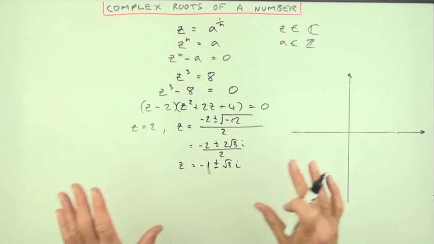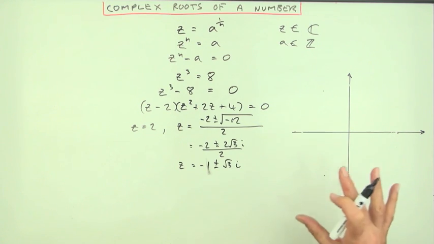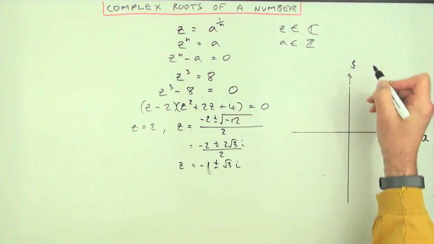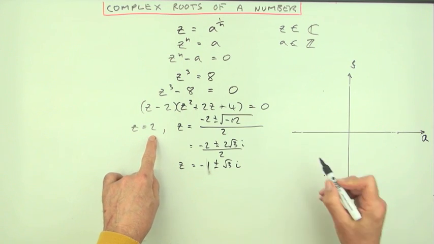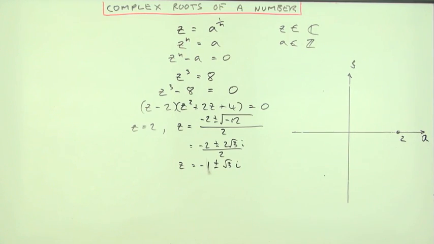So, where do these 3 roots lie on the Argand diagram? I'm not going to put scales in. In fact, I'll just call that the real axis and that the imaginary axis. So z equals 2 would be this number. 2 on the real axis, no imaginary part.